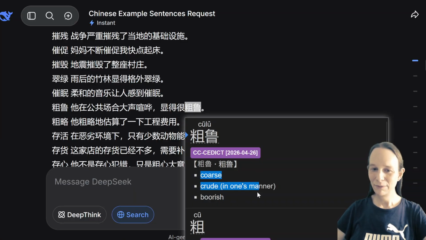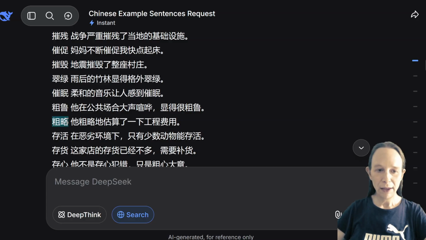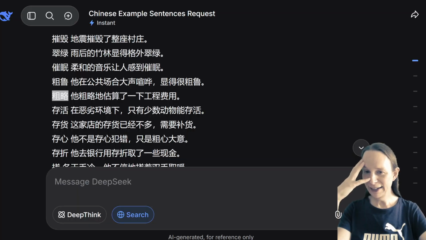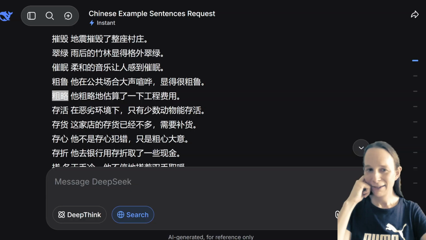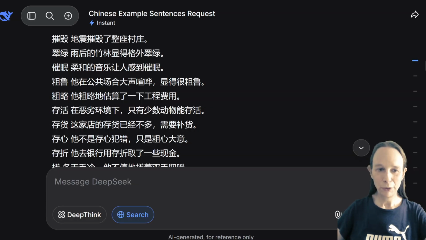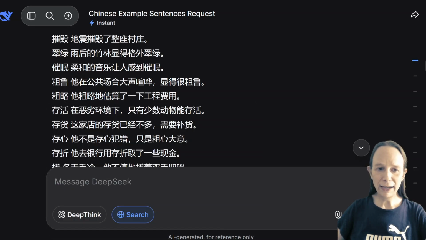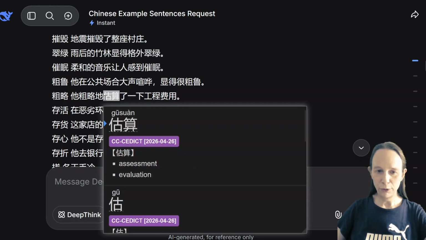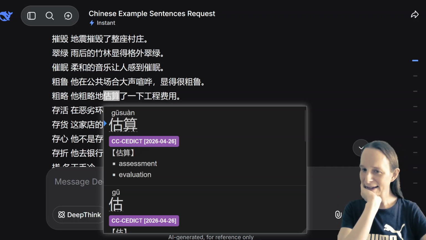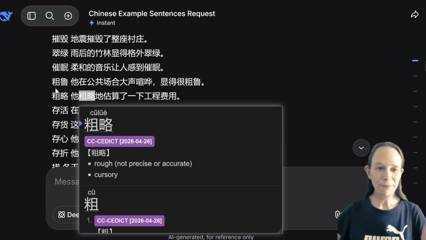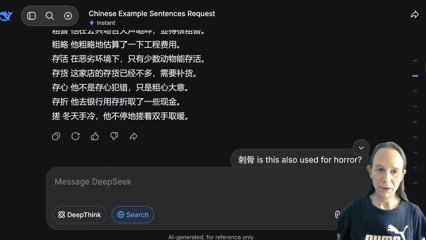It's very 粗鲁. 粗略. I encounter this when it describes an approximation as very rough. A very rough approximation. 粗略, rough, not precise, accurate, cursory. 他粗略的估算了一下工程费用。Okay, 估算, evaluate. So a rough evaluation.